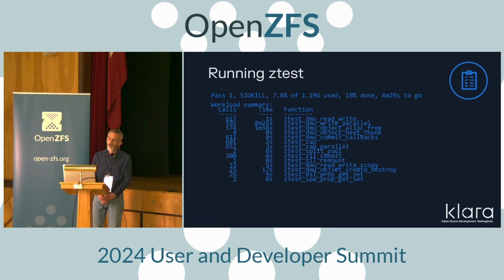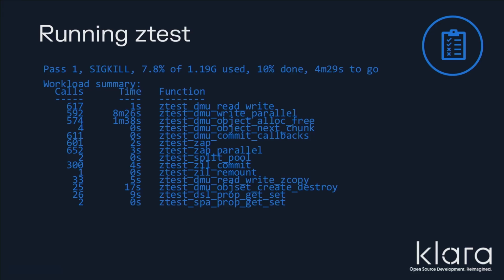And then this is just sort of hand-picked, I don't know if you can see that either. It's coming out fluorescent over there, but at the end of the run, it'll tell you what pass it was, whether or not it sig killed it, how much space it's using, how much time is left on the clock. This is giving me a summary, and look, there's a bug. It says, in my 30 seconds that I ran, it ran 8 minutes and 26 seconds in DMU write parallel. That's not possible, so we'll have to go fix that.